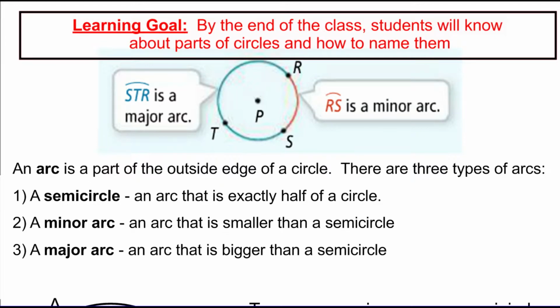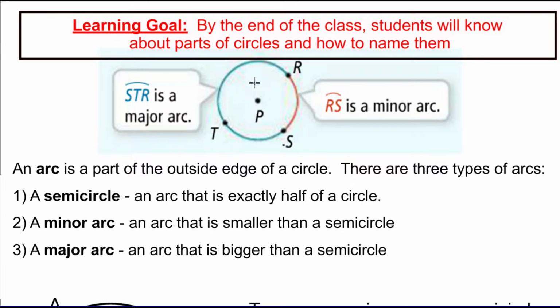Okay, so we have 3 types of arcs that could exist inside of a circle. The first one is called a semicircle, which is probably something that you've heard. That is exactly half of a circle. The way that we're going to know that it is a semicircle, if I take a look at this picture, is that a semicircle is always created by points that could create a diameter, right?